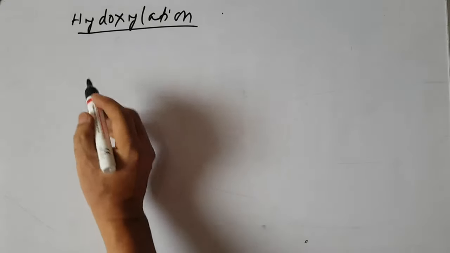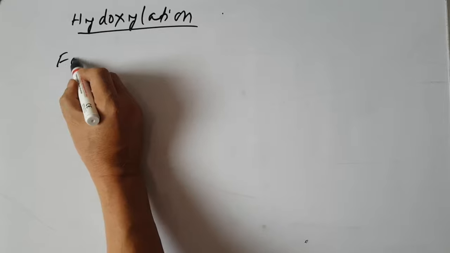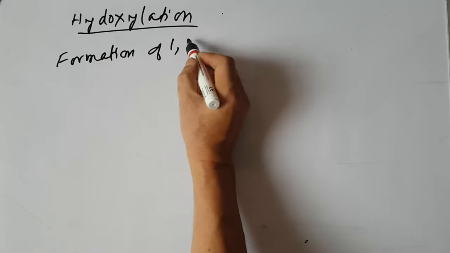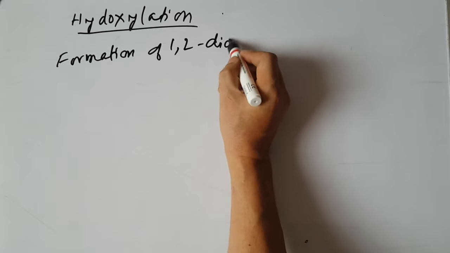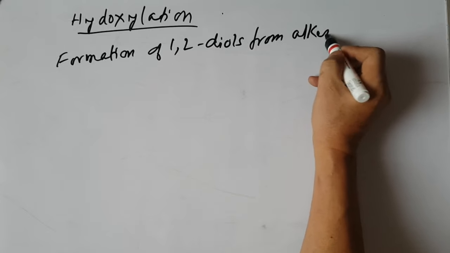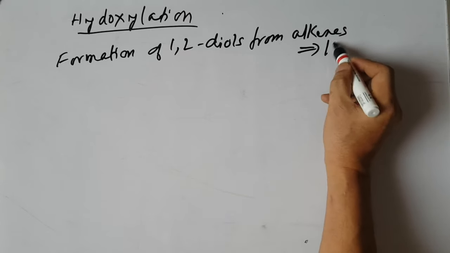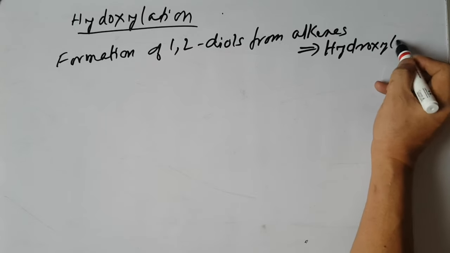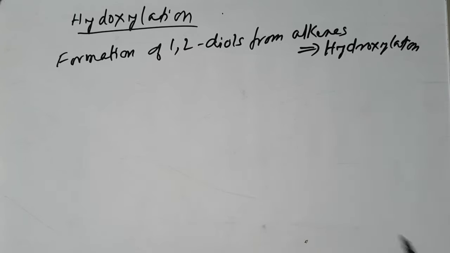Hello, today's class is about hydroxylation. Hydroxylation is usually the formation of 1,2 diols. The formation of 1,2 diols from alkenes or olefinic compounds is known as hydroxylation.